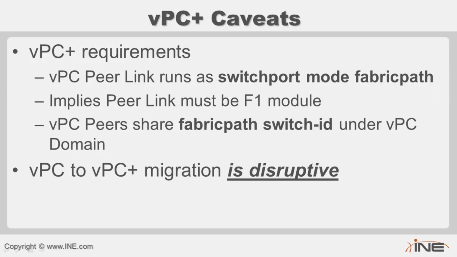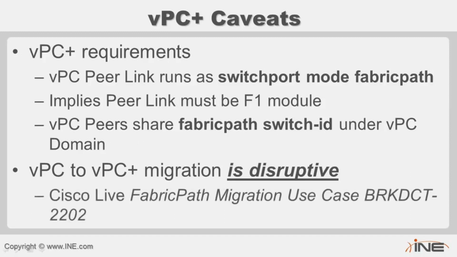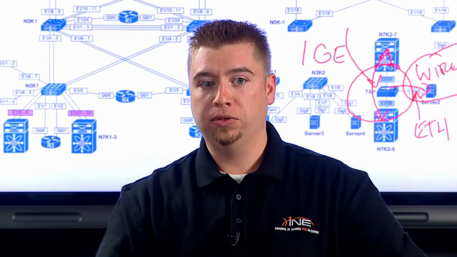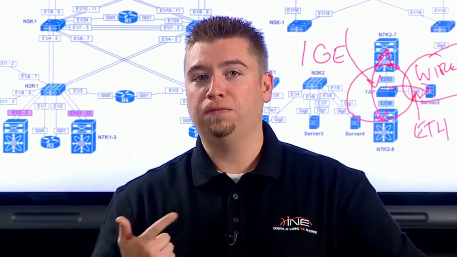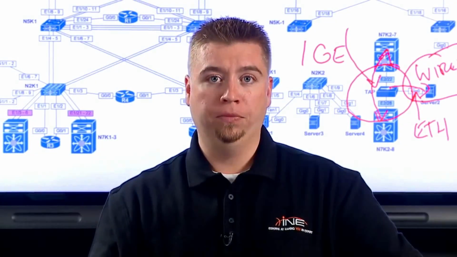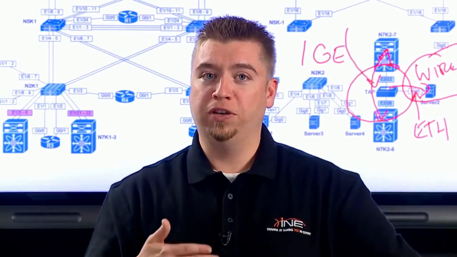Now there's a design guide. If you are going to do this in production, I would definitely recommend taking a look at this. It's from the last Cisco Live, called FabricPath Migration Use Cases, and it specifically talks about the convergence numbers and the specific order in which you would migrate your VPC design into the VPC Plus design. In reality, there are only 2 commands you need to get VPC to work with VPC Plus: switchport mode FabricPath on the peer link, then the FabricPath switch ID under the VPC domain. But you need to do it in a specific order.